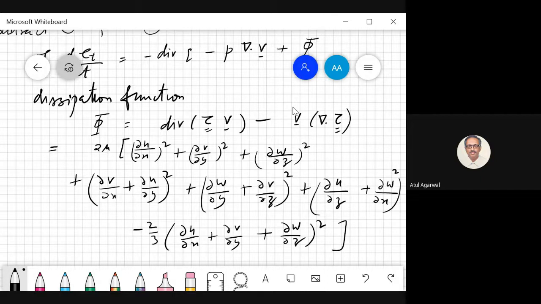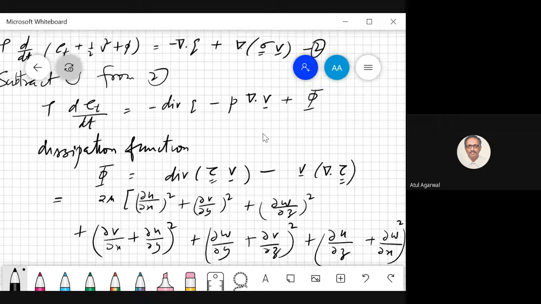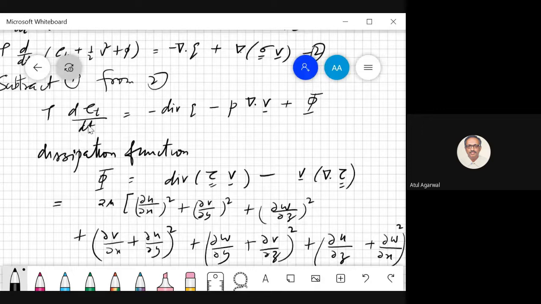So you see, all these terms are positive. They are all squares. Only this is the negative part. And if the flow is incompressible, this will also go to 0. So what we are seeing is how you can change internal energy. This internal energy change is happening because of heat transfer and work done by pressure. You see, pressure into divergence of velocity. If there is any change in volume, this term will contribute to the work transfer. So all this will lead to change in internal energy plus dissipation function.